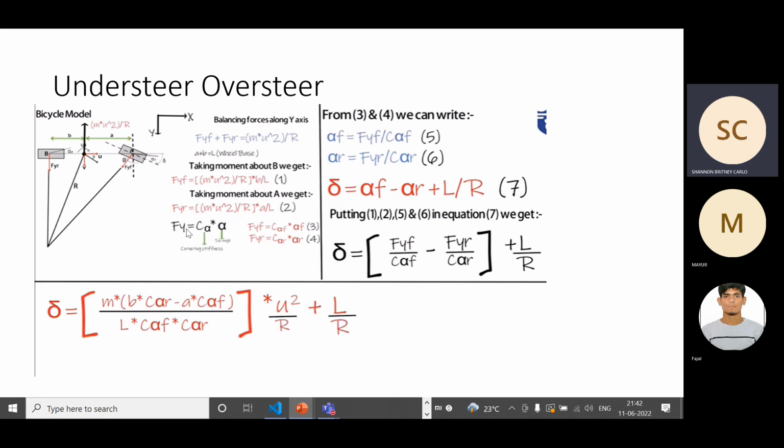And one more thing I have already told is that Fy is equal to C alpha, which is nothing but cornering stiffness into slip angle. This is one more relation here. So we can find it out for Fyf and Fyr. We can substitute this here. And then I have this formula which I got from the previous relation between steering angle and the slip angle. So I'll substitute this here, everything. And then finally I'll modify it and I'll get this equation.